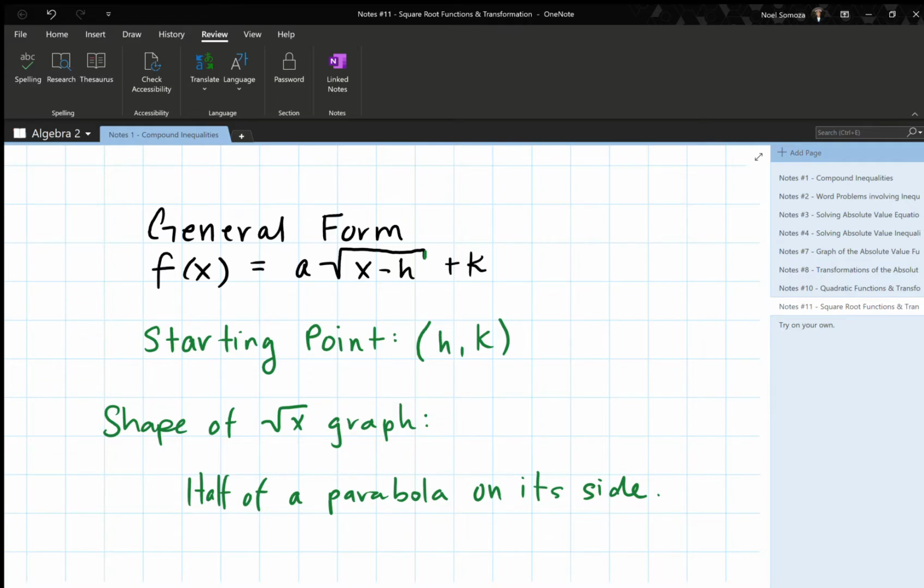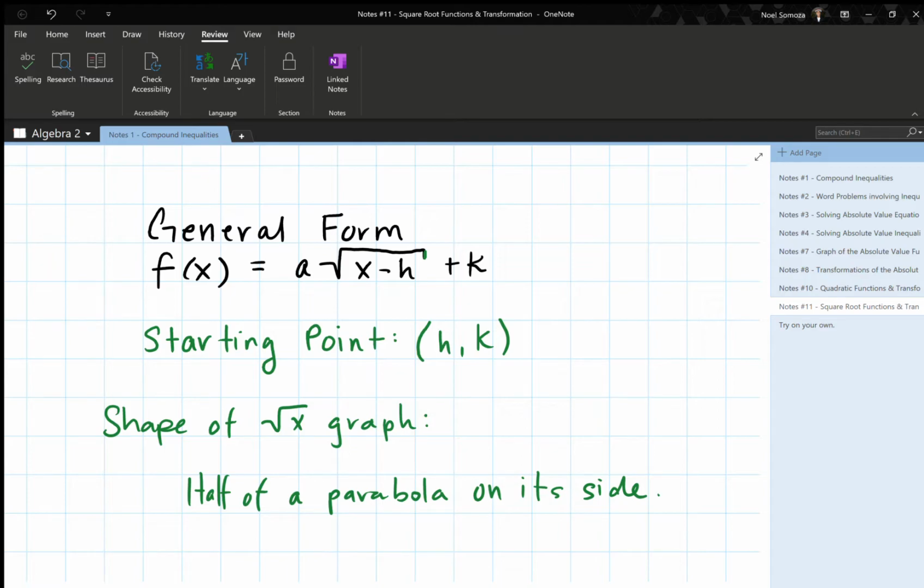Now the big difference between the square root that is different from both the absolute value and the quadratic is that square root does not have a vertex, okay, because of the shape of the graph. The other two shapes were v's and u's, and you could see very clearly that it kind of had a top or a bottom. In this case, we don't necessarily have that.